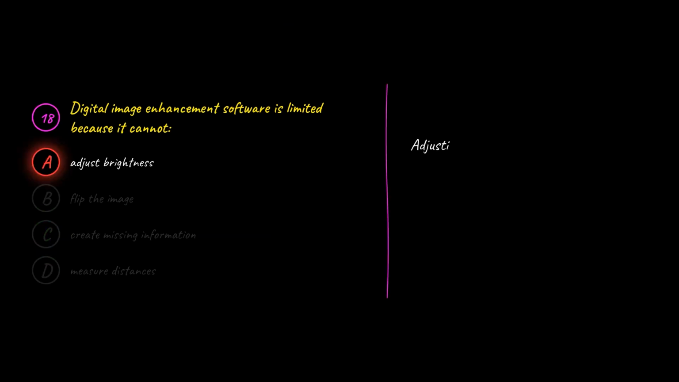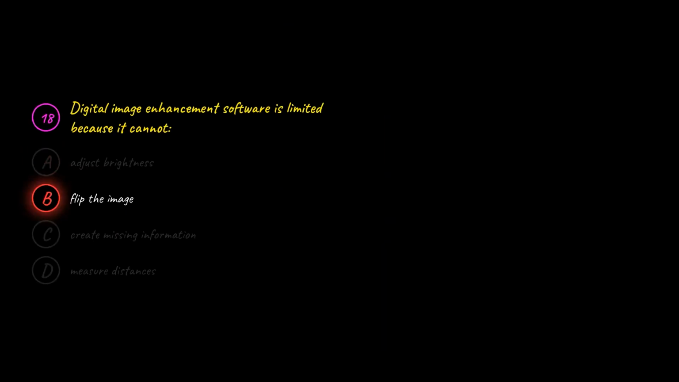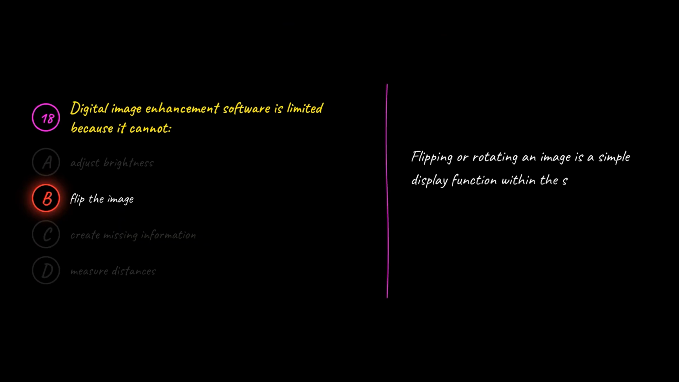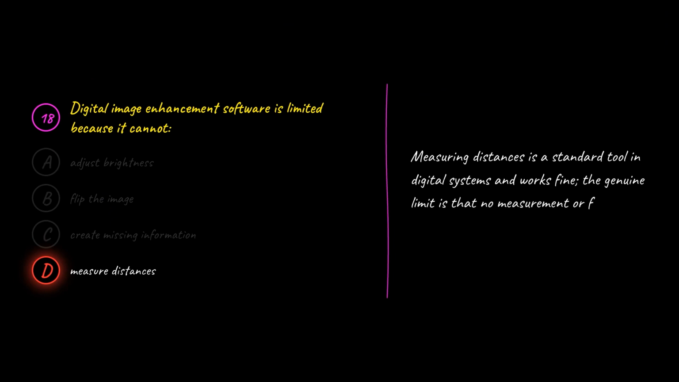A is wrong because adjusting brightness is a routine, legitimate enhancement the software performs well. The real limitation is that it cannot manufacture detail that exposure never captured. B is wrong because flipping or rotating an image is a simple display function within the software's ability, not the boundary. The boundary is recovering data that was never there. D is wrong because measuring distances is a standard tool in digital systems and works fine. The genuine limit is that no measurement or filter can replace uncaptured information.